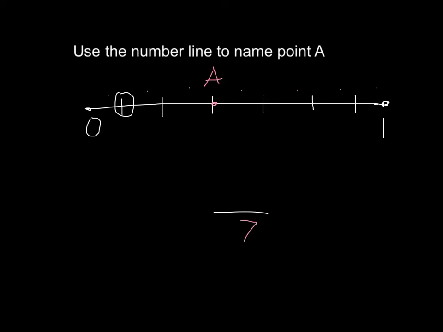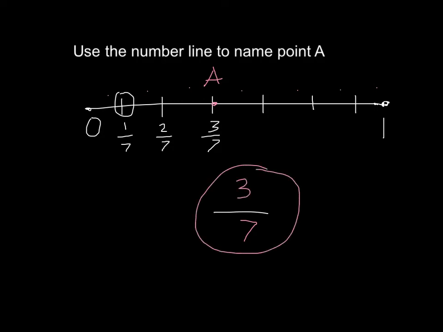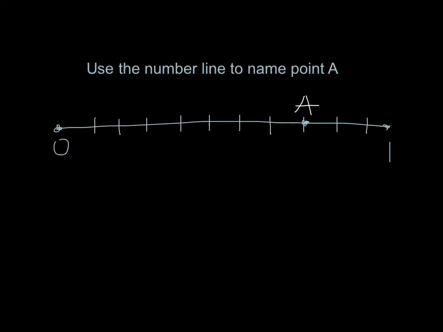Next thing I'm going to do is then count the lines, because this is going to be 1/7, 2/7, 3/7. So your answer for your problem is going to be 3/7. Let's try another one. I'm first going to count the spaces on my number line. I have 1, 2, 3, 4, 5, 6, 7, 8, 9, 10, 11. So my denominator for this problem is going to be 11.